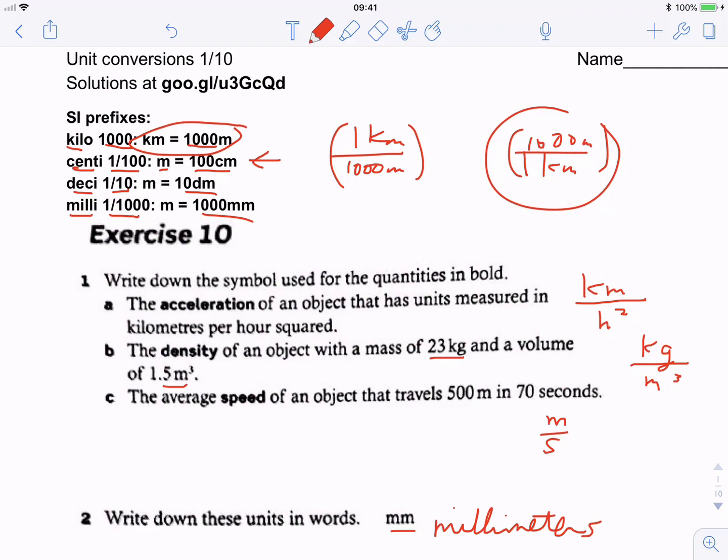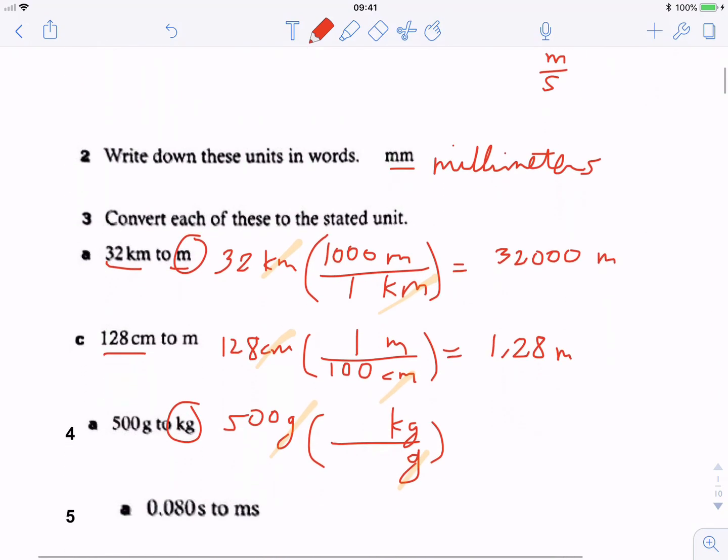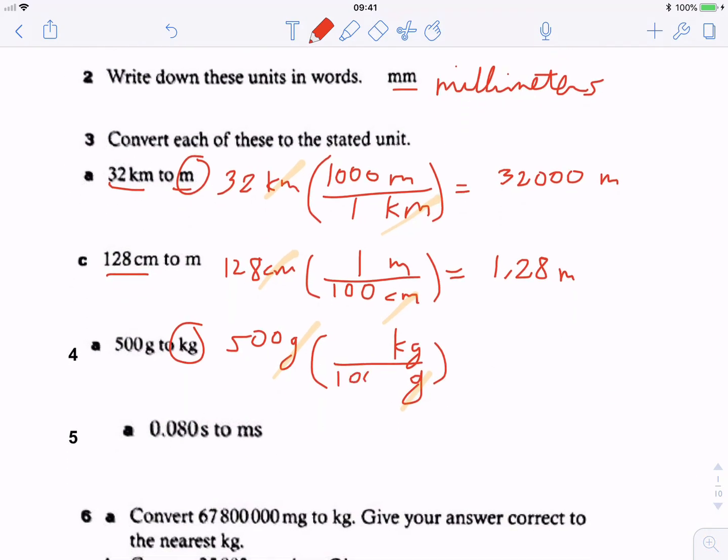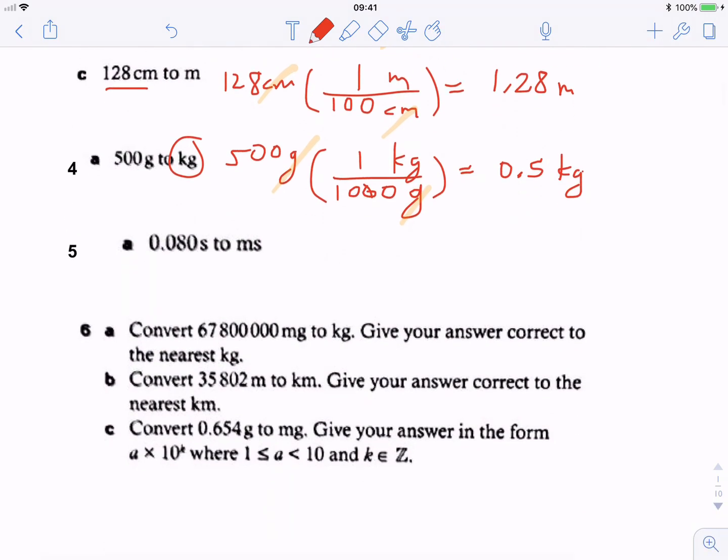So kilograms with grams. So there's 1,000 grams in a kilogram. And to find the amount, I'm going to take the 500, multiply times 1, it's still 500. I divide by 1,000. 500 divided by 1,000 is 0.5. So 0.5 kilograms.